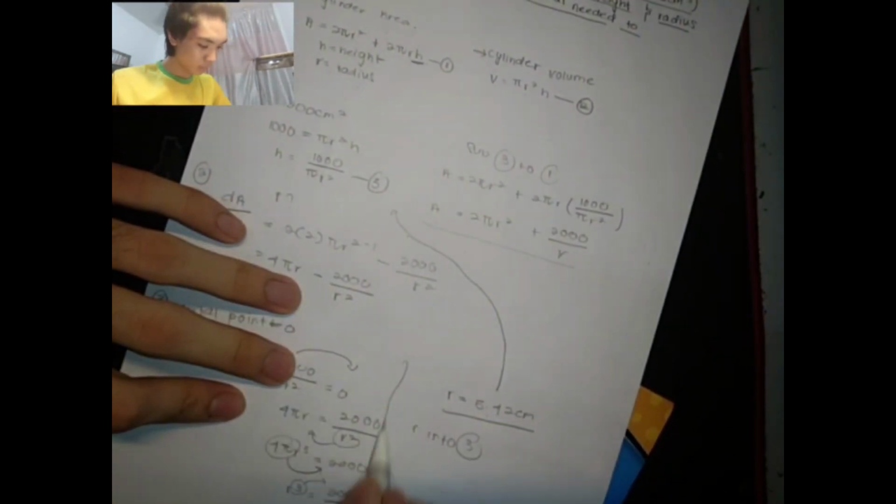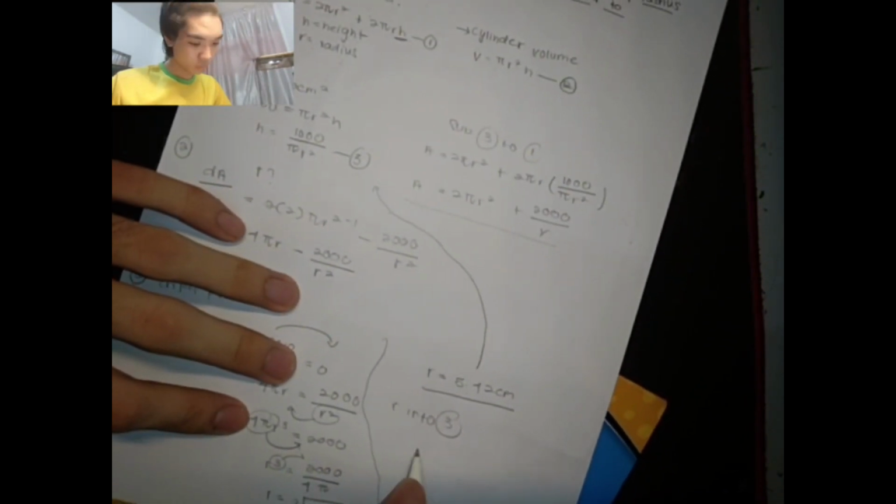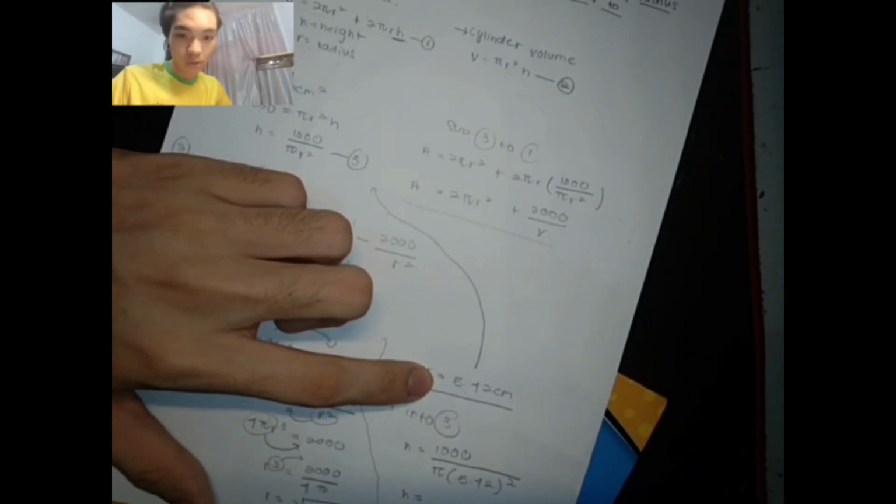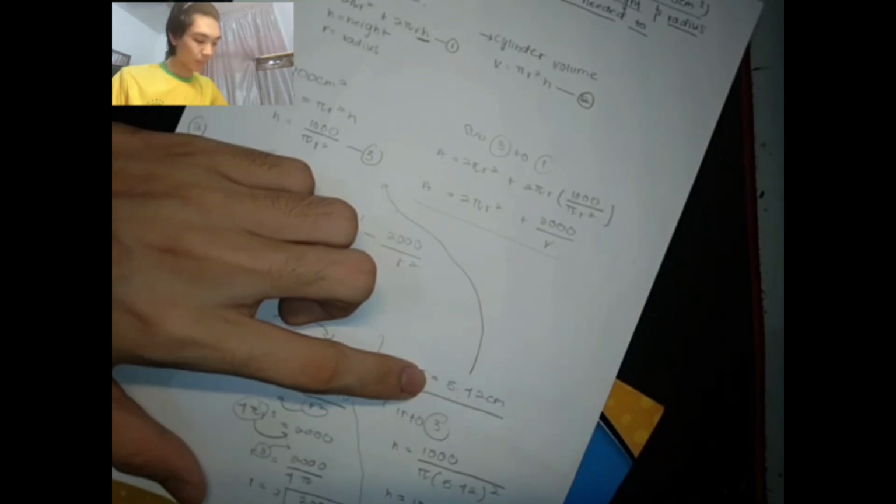We can substitute our r into equation 3. So h is equal to 1000 over pi times our r right here, 5.42 squared. h is equal to 10.84 cm. Thus we get our answer right here, r and h.